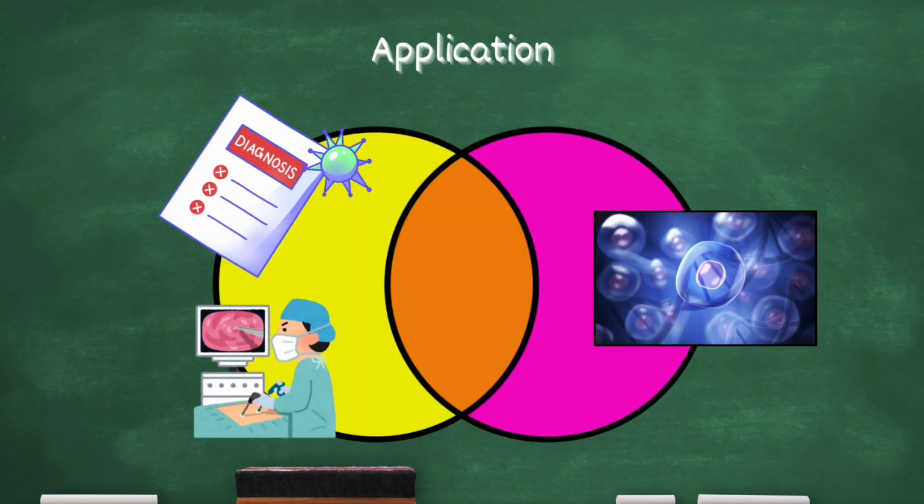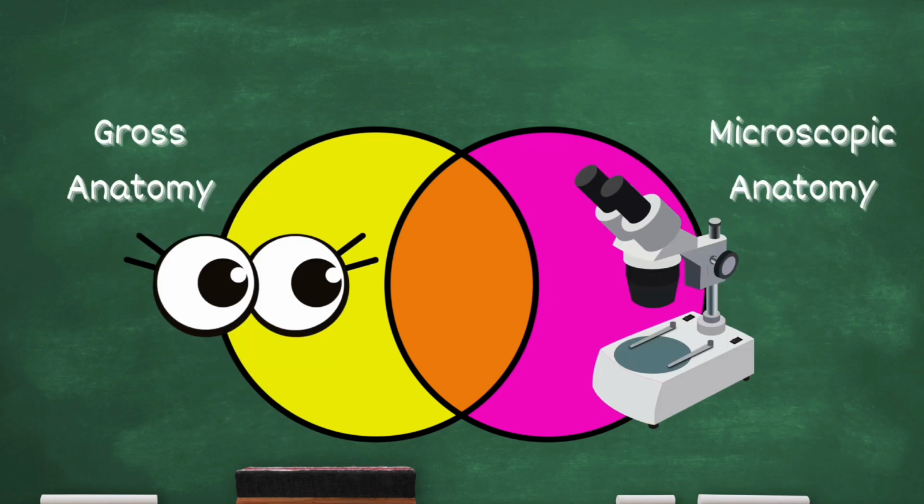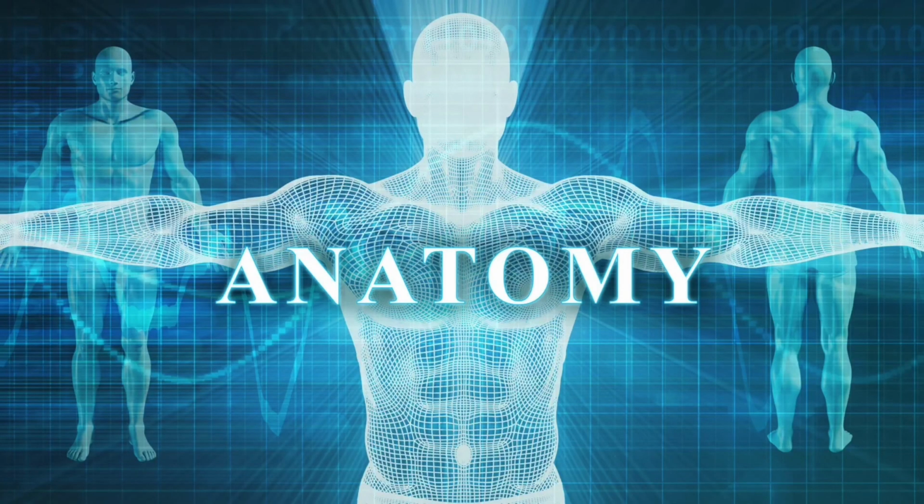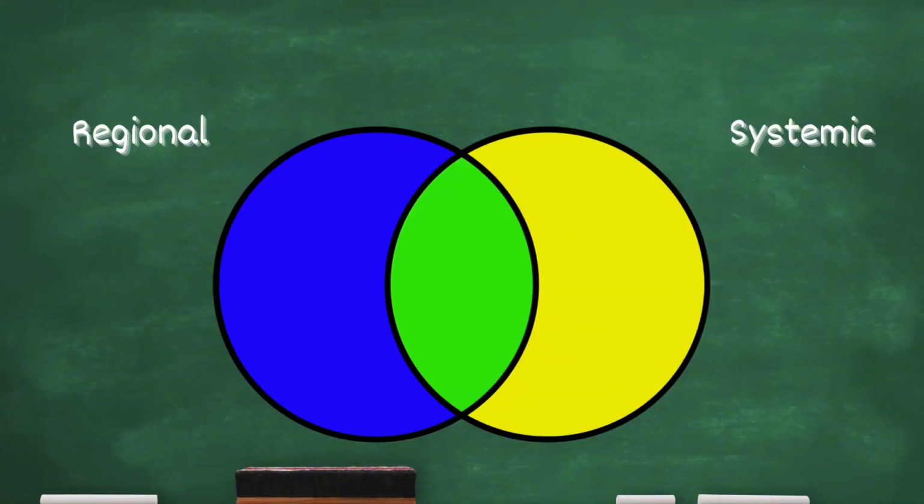In terms of applications, gross anatomy is useful in clinical diagnosis, surgical planning, and understanding the relationships between organs, whereas microscopic anatomy is important for understanding disease at the cellular level, diagnosing conditions through biopsy, and researching how tissues function and repair. Both are fundamental to the understanding of anatomy, each providing unique insights into how the body is structured and functions. In addition to gross versus microscopic evaluation, there are two distinct approaches to studying anatomy: regional and systemic.